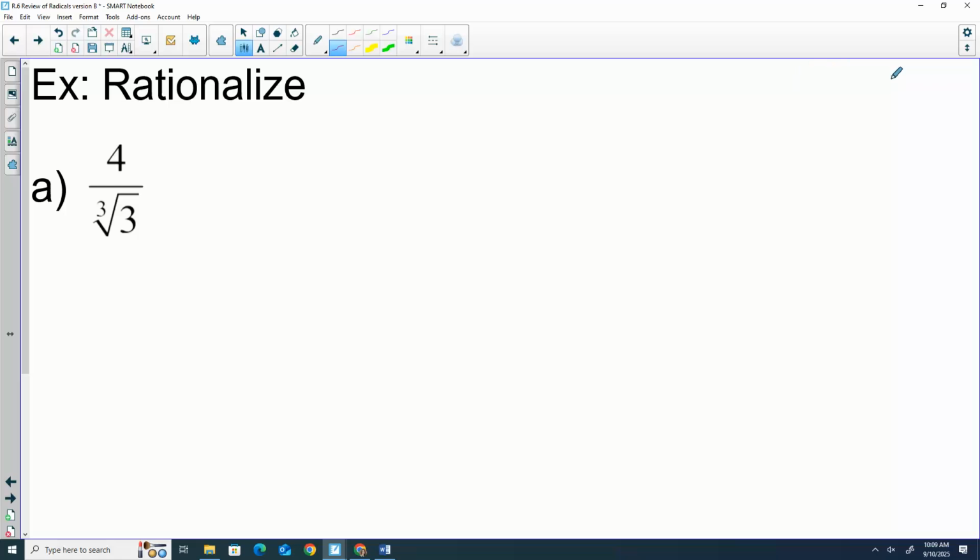So think about our perfect cubes, like 2 to the third is 8. 3 to the third is 27. 4 to the third is 64. What could I multiply this one by? I want to get one of these numbers so that I could do the cube root. So, can I take 3 times something to get an 8? No. Can I take 3 times something to get 27? Yep. What would that something be? 9. So I'm going to multiply by the cube root of 9.